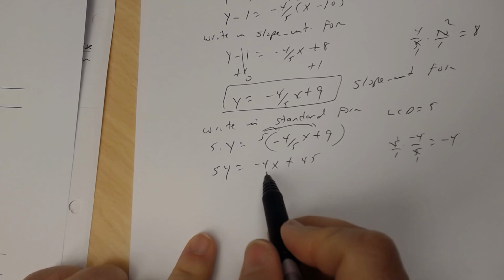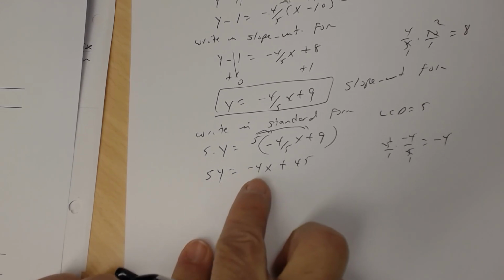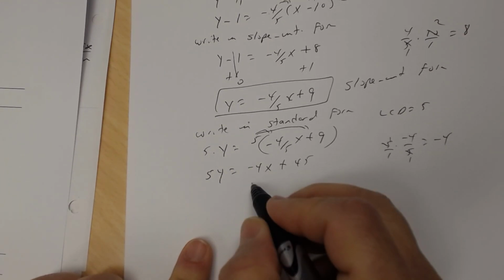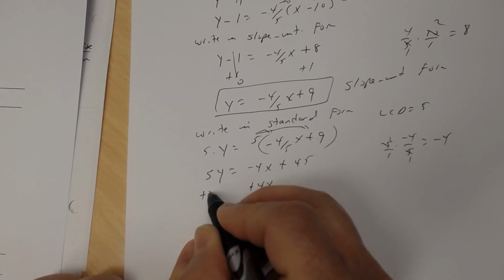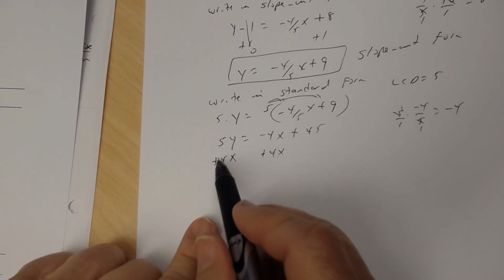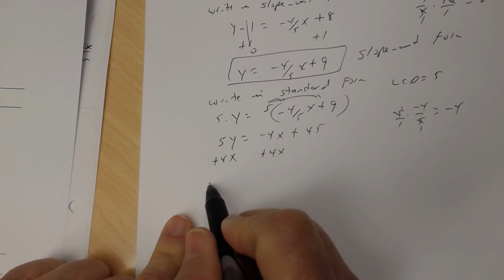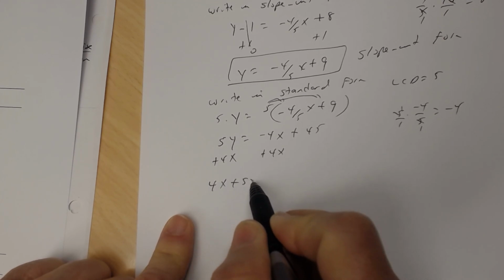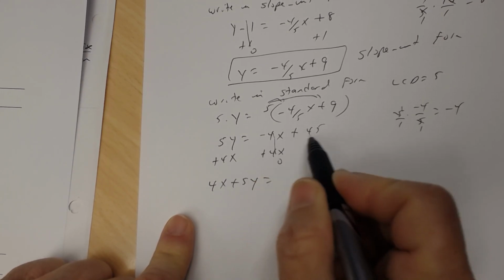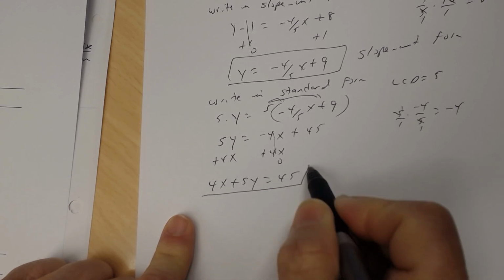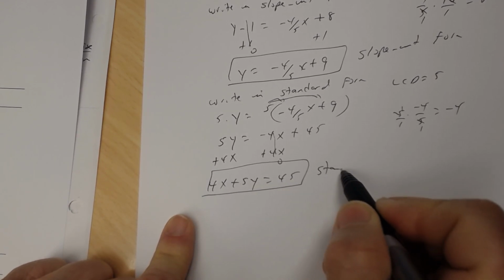All right, now to get in standard form, I got to bring the variables to one side. So the easiest thing to do is to bring the 4x over. So I'm going to add 4x to both sides. And then let's rewrite it so that the x term is listed first. So I get 4x plus 5y equal, this is 0. 0 plus 45 is 45. So that's your standard form.